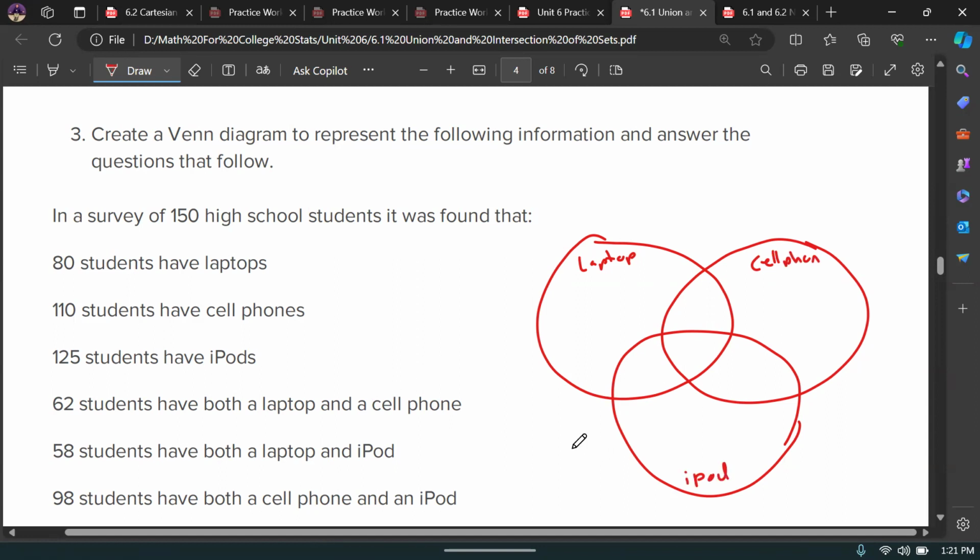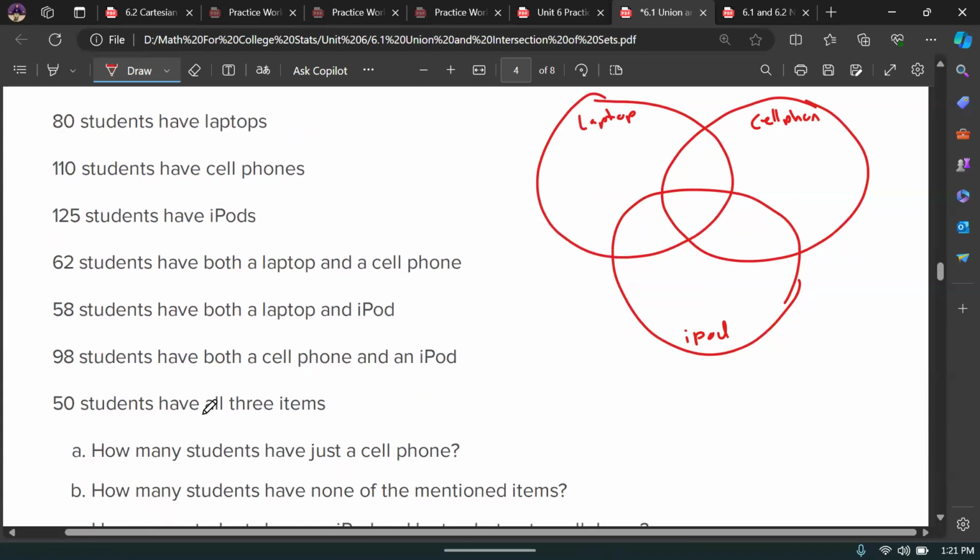All right. So remember, we're going to have 80 in total for the laptop, but we don't know how that 80 is broken down. But we know that in total, all of this space here will add up to 80 for laptop. Same thing with cell phones. We know that all of this will add up to 110. And then for iPods, all of this will add up to 125. But remember, I'm going to skip ahead here. The best place to start is the most narrowed place in the center. You start in the center and you can work your way outwards.